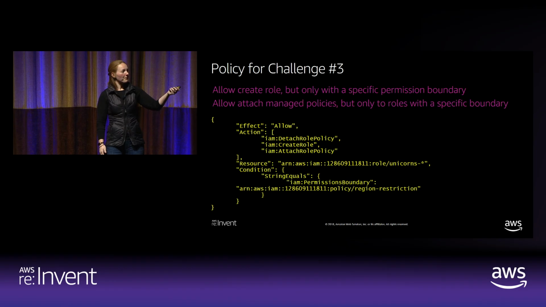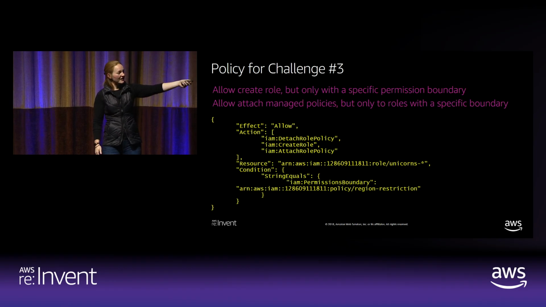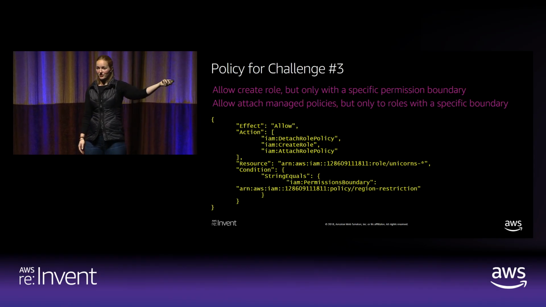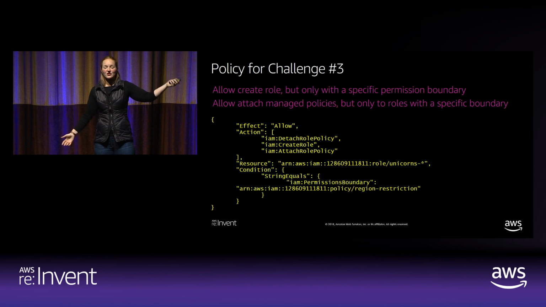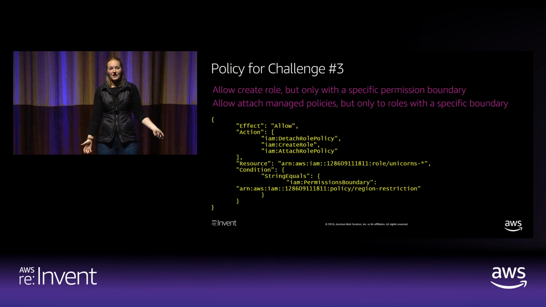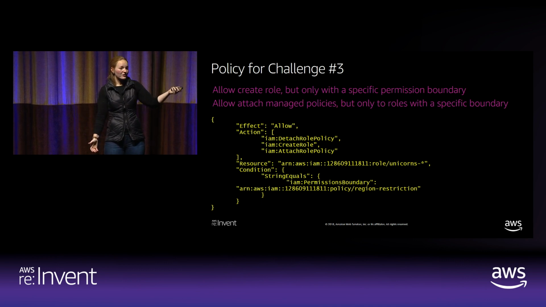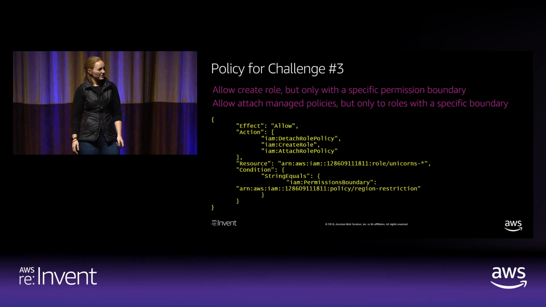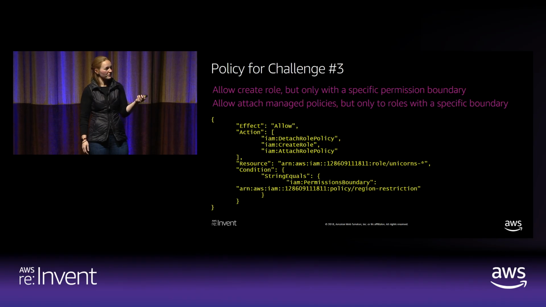So you see here, I say create role, and then I have a condition, string equals, and I have a pointer to a managed policy. That managed policy is the same managed policy I used in challenge 2 that provides the region restriction. So even if I attach star.star to this new role I'm creating, it will not be allowed to go create a secret in the London region. Why? Because the permission boundary just doesn't allow it. And then the resource, you just constrain based on the naming convention. Hey, you have to operate in your unicorn's world.